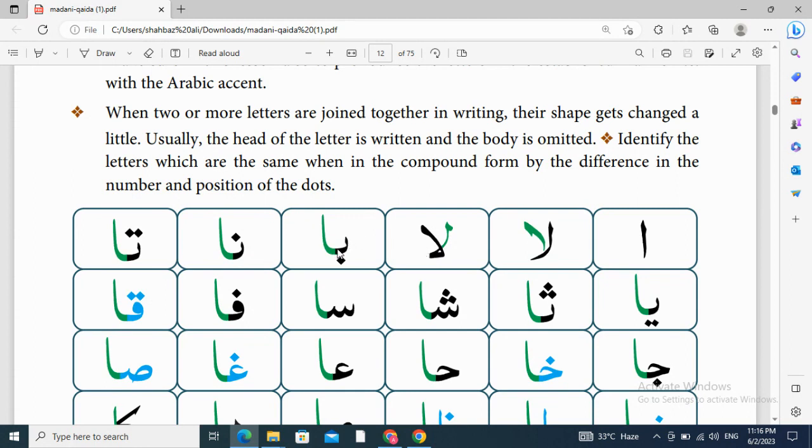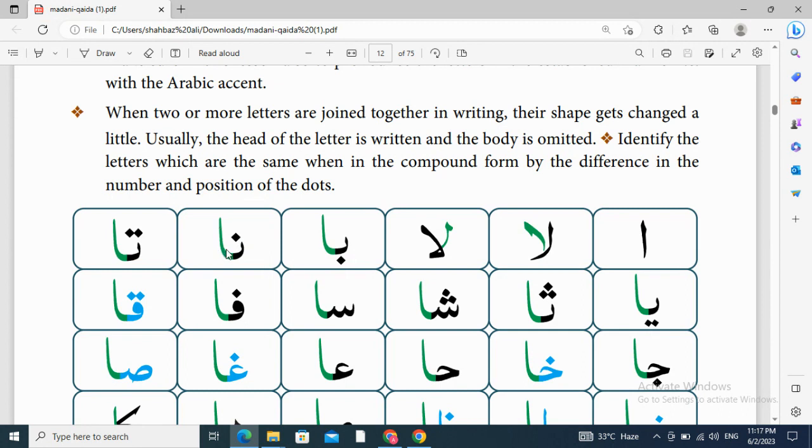This letter is ba, because ba has a dot at the bottom. Ba alif, ba alif. The purpose of this lesson is to identify the letters when they are in combined form. This letter is noon, because noon has a dot at the top. Only one dot: ba has only one dot at the bottom and noon only one dot at the top.